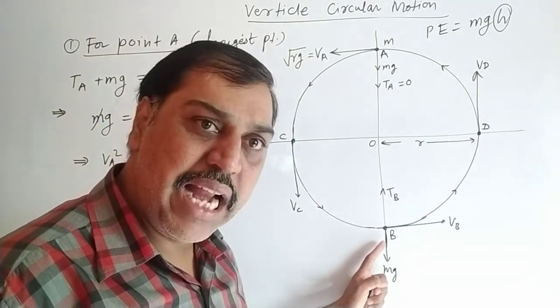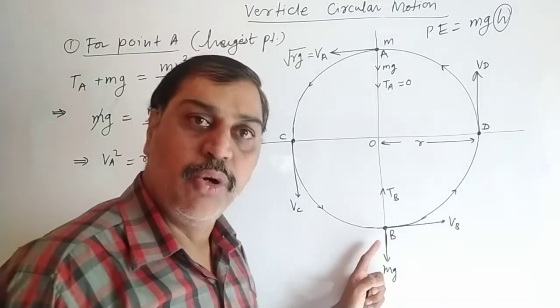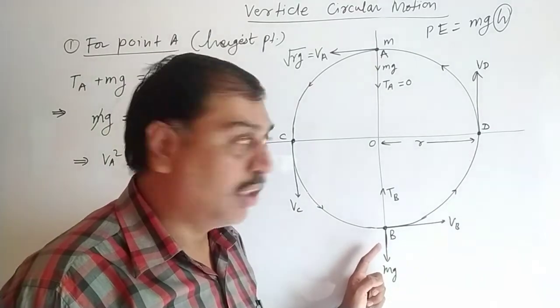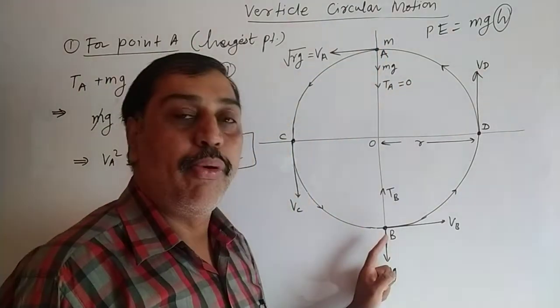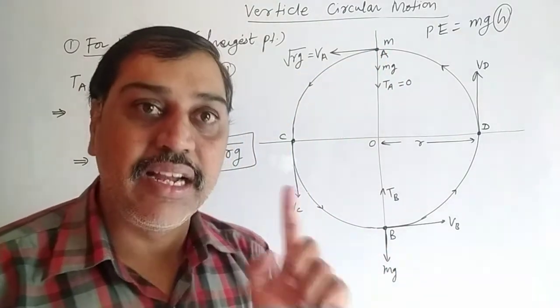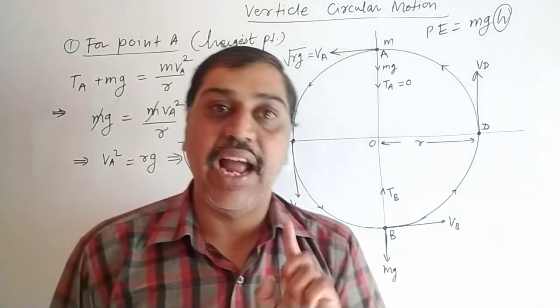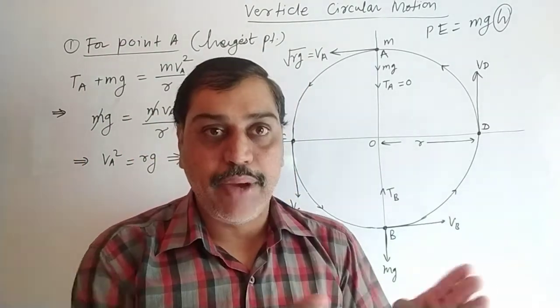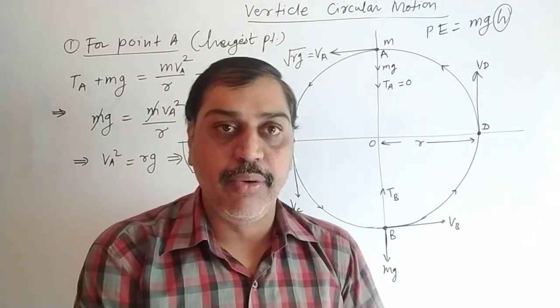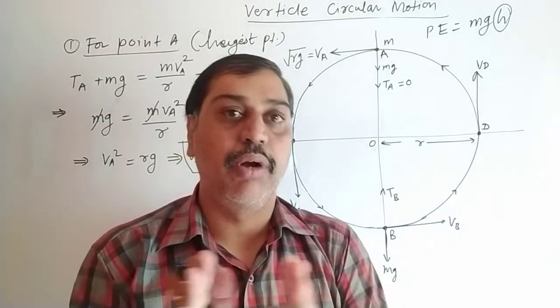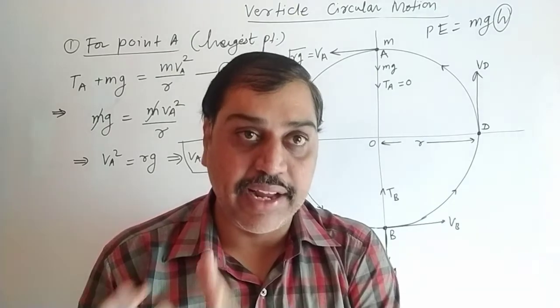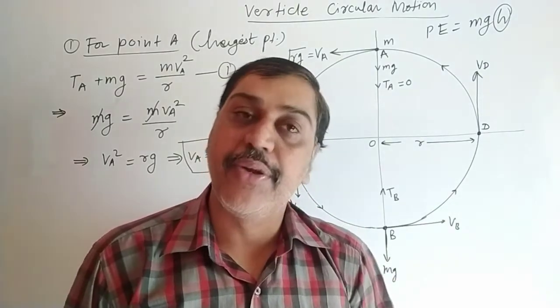Now what will occur with the kinetic energy? As we know, the total energy is always constant. So when the particle moves from point A to B, potential energy decreases. At the same time, its kinetic energy increases. It means potential energy is converted into kinetic energy. The decrease in potential energy is equal to the increase in its kinetic energy. This concept we are going to use here.